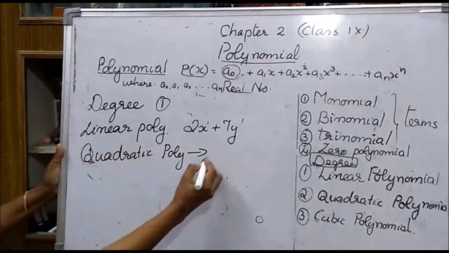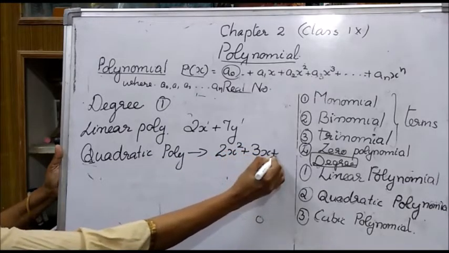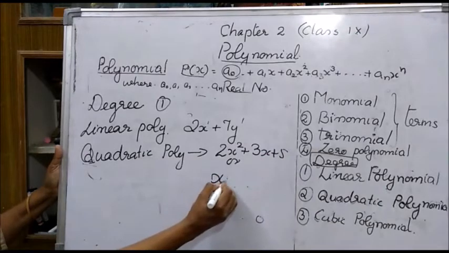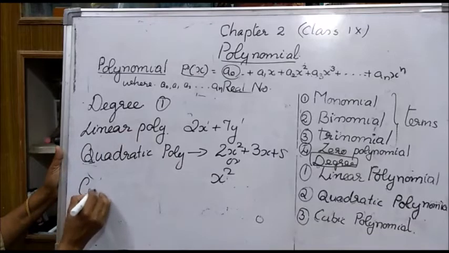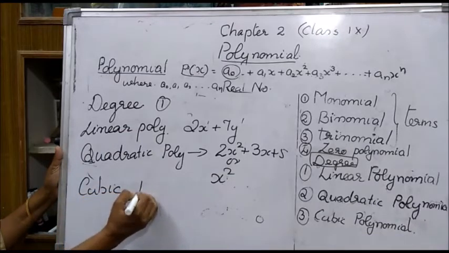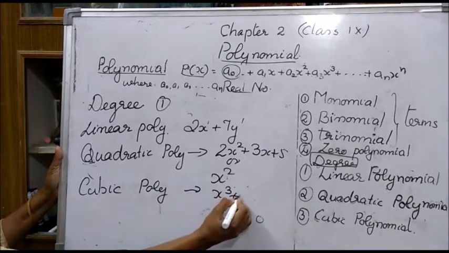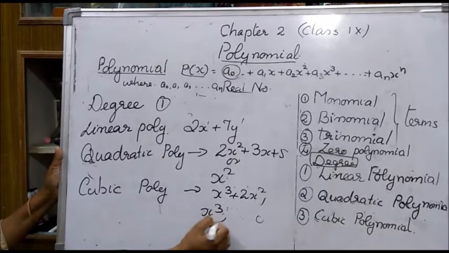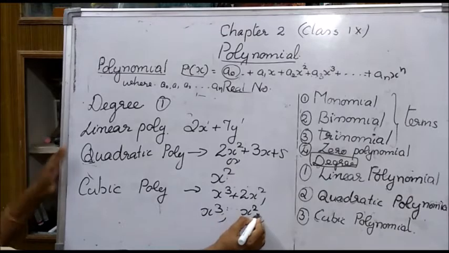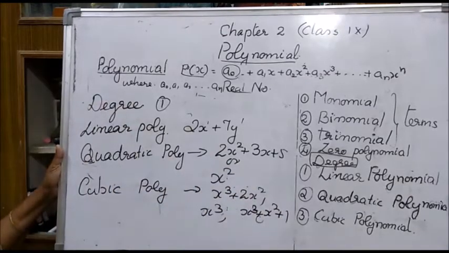Quadratic means degree 2. That means 2x square plus 3x plus 5, or x square. This is also a quadratic polynomial. Now cubic polynomial, whose degree is 3. x cube is another example. x cube plus x square plus 1 is also an example of a cubic polynomial.